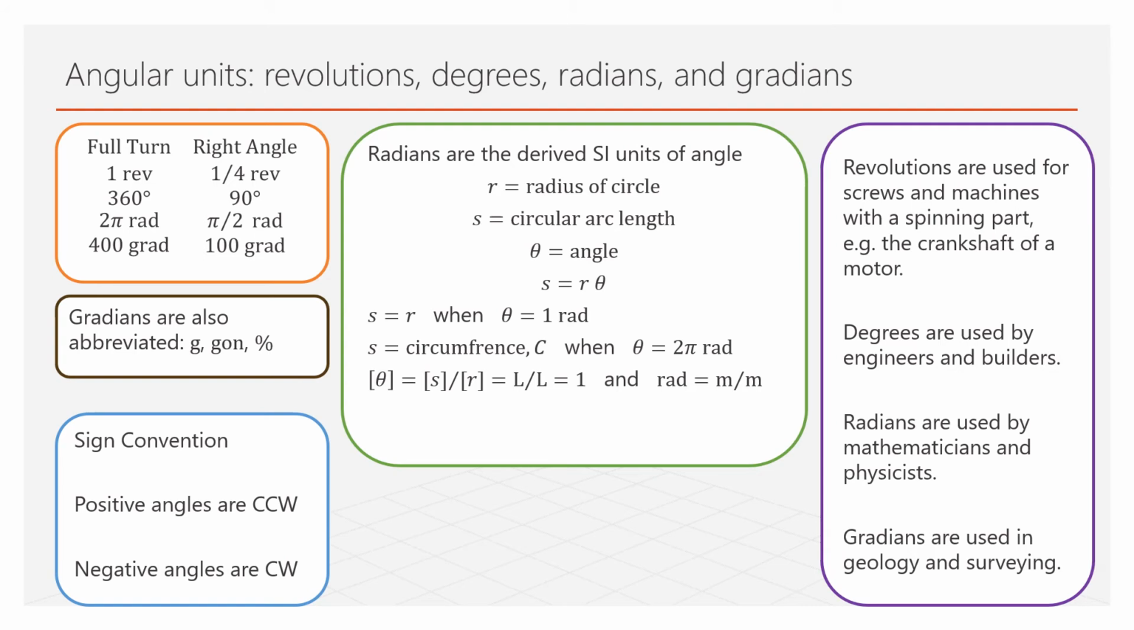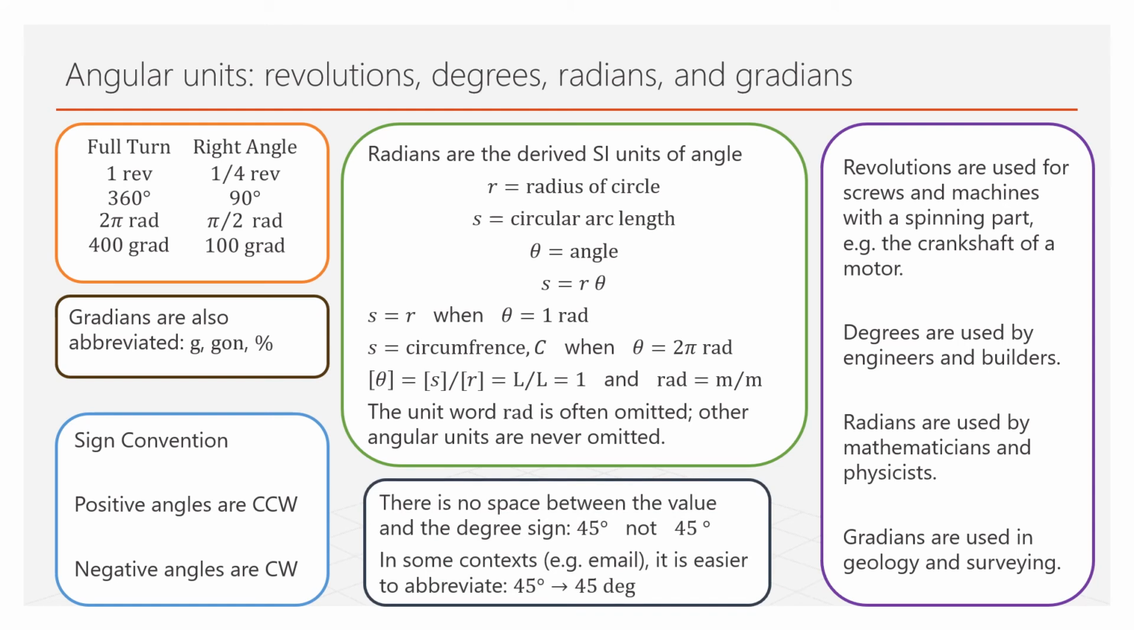We can then plug in the SI units, and we get that radians has units of meters per meter. Because of that, we often will omit the word radian. However, the other angular units are never omitted. As a matter of notation, there is no space between the value and the degree sign, so it is written 45°, not 45 space °. In some contexts, for example emails, it is easier to abbreviate or just spell out the word degree, so 45° would become 45 and then the word degree.